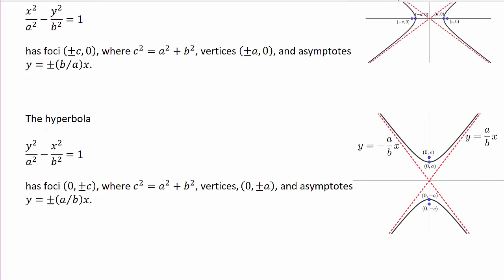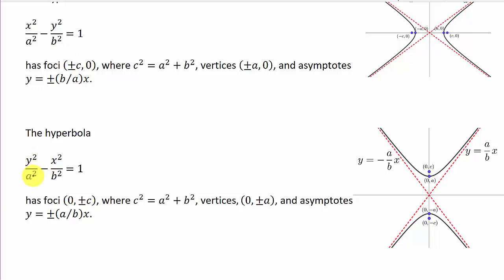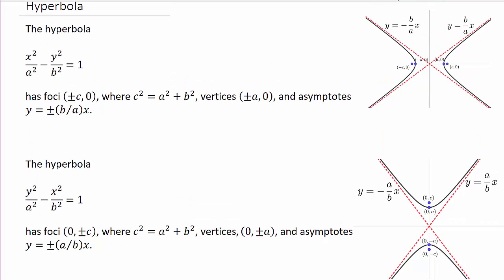Well, this is really the same thing, except notice the difference in this one and this one. We've got the y squared first, y squared over a squared minus x squared over b squared equals 1. So when that's the case, the hyperbola is going to open up and down. And the foci are at 0, plus or minus c, which are these points here and here. And then we have vertices at 0, plus or minus a, which is the point here and the point here. And the asymptotes, y equals plus or minus a over b times x. All right. And I'll have a bunch of different examples to work. They'll each have their own video, so check them out.